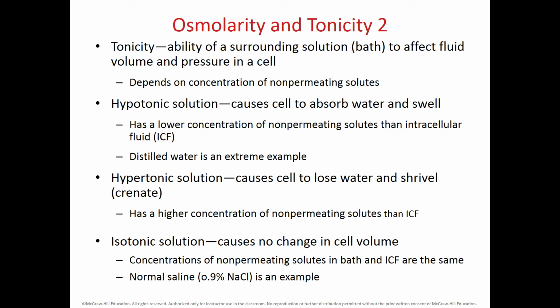Now, if you have an isotonic solution, the solution will have the same number of solutes as what you have in the intracellular fluid. So no water movement will happen from the cells, and the cells will retain their volume. An example of an isotonic solution is a normal saline solution. It has a concentration of 0.9% weight per volume of sodium chloride.